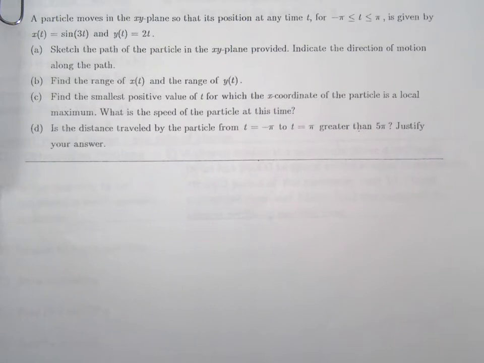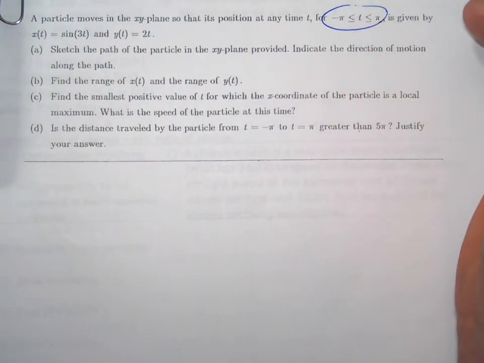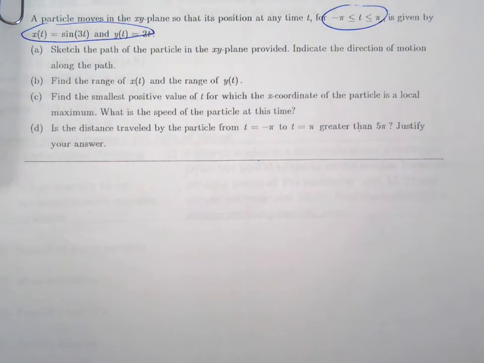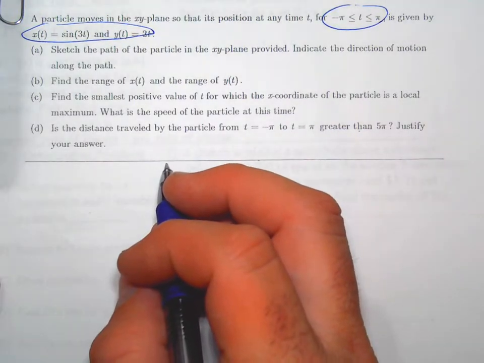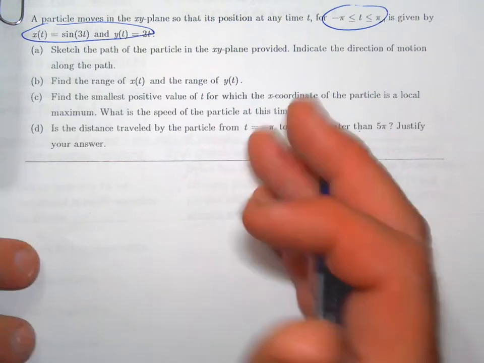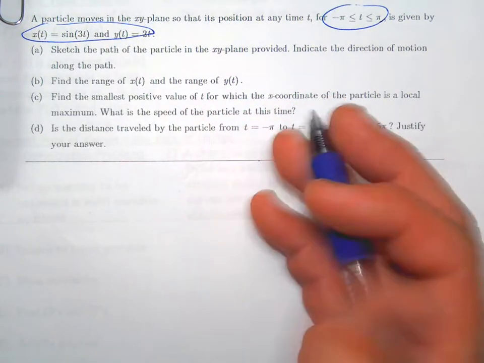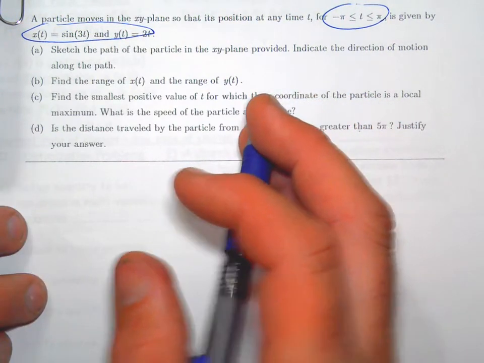So, a particle moves in the xy plane. Here are your time limits, so this actually goes into negative time, which is weird. And here are your x and y positions. Sketch the path of the particle in the xy plane provided, which isn't here, but we can just draw one. Indicate the direction of motion. So they're asking us to do what we've done many times before.